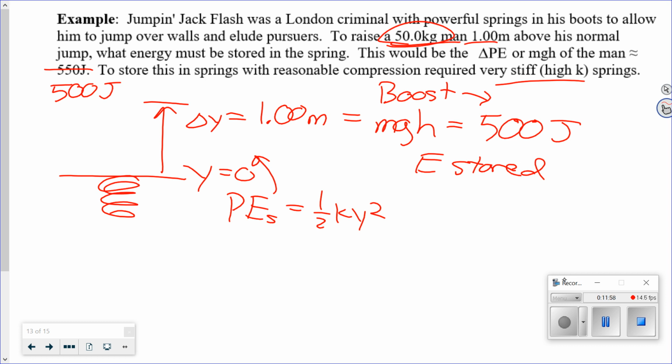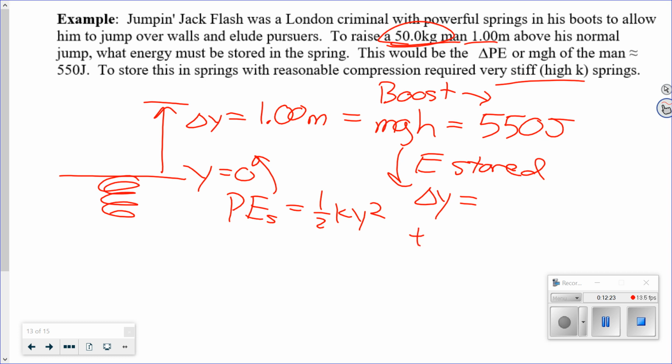Maybe if we use 550 joules, that implies he gets compressed just 10 centimeters. So the idea is the spring fires, and then he's launched another 1 meter above that. We can ignore that he's physically jumping with his legs in the middle.